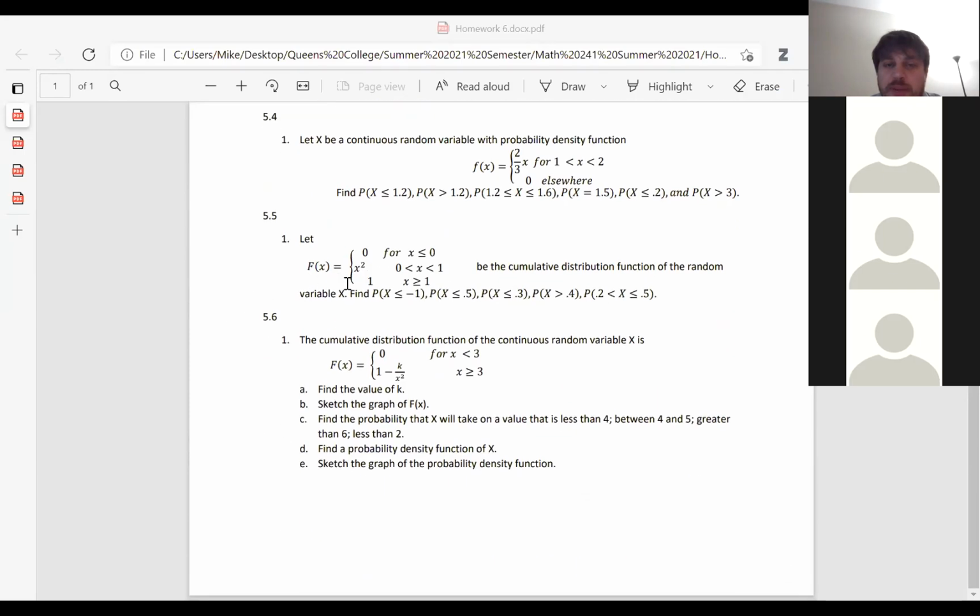Do you mean 5.6 number 1, Michael? Okay, so which part? Well, let's start from the beginning. 5.6 number 1 says the cumulative distribution function for the continuous random variable x is the following. I asked you to find these things. So let me copy it. Okay, so this is homework 6 solutions. This is 5.6 number 1.